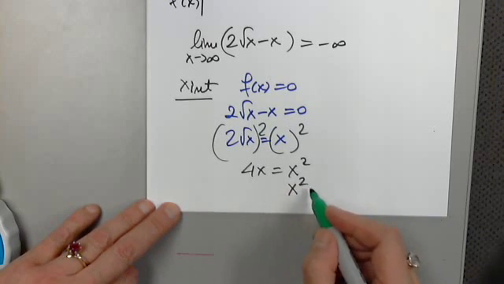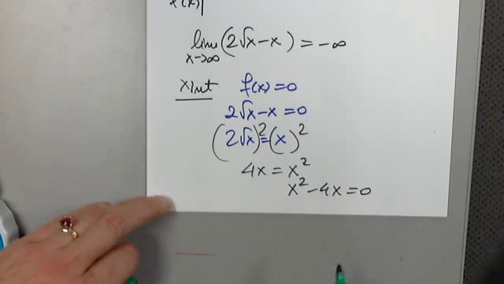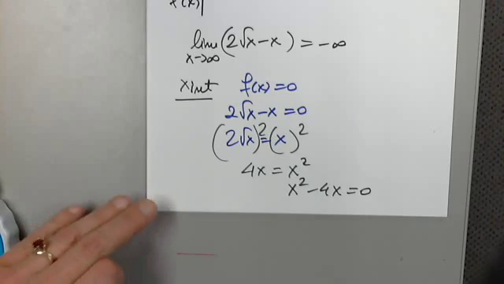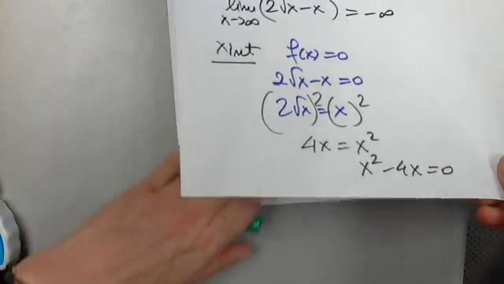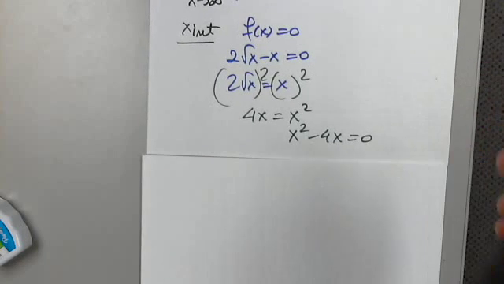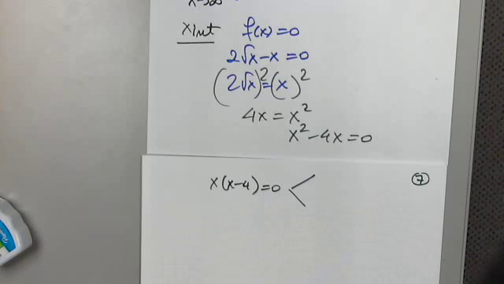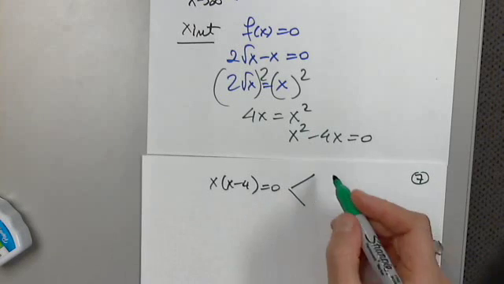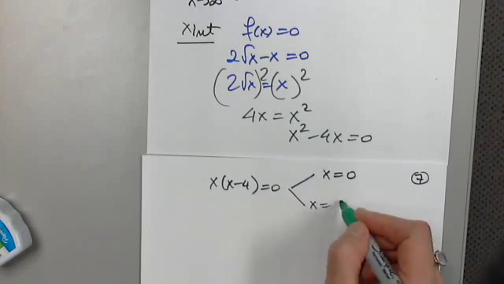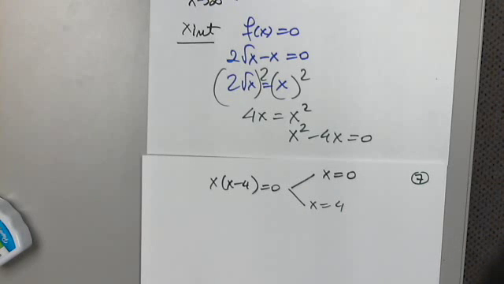So now this is x squared minus 4x equals 0. And of course, I will factor out x. How many options? 2. X equals 0 and x equals 4. I have to check them. Why do I have to check them? Because I squared both sides, and I may have extraneous solutions.